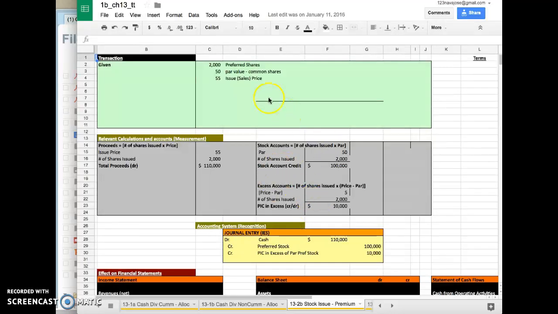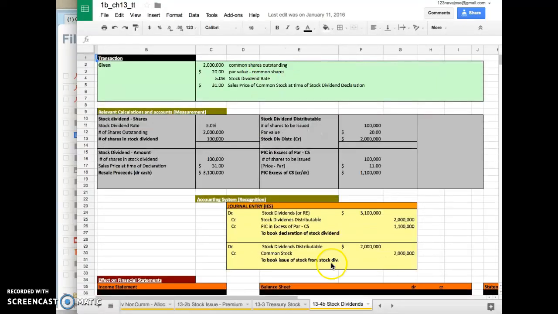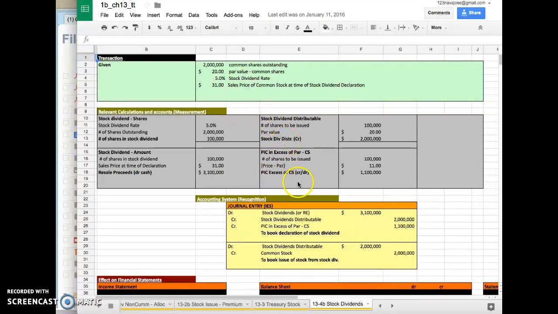And so again, you see the given, the calculation, and the journal entry at the bottom. And then a couple more. The next one would be treasury stock transactions. And you have here, again, the same format. Here's the given, the calculation, and the journal entry. And then finally, you've got a stock dividend. Again, a similar approach.